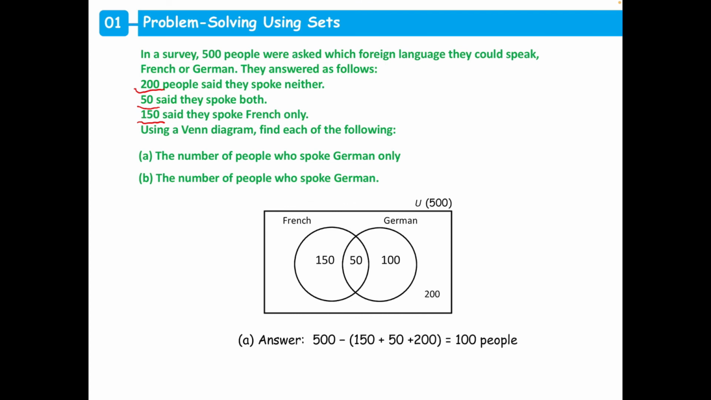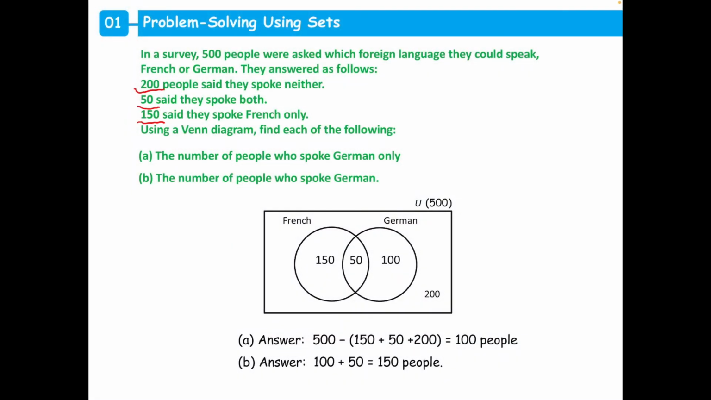In part B, we're asked for the number of people who spoke German. This is the number of people who spoke German only and the number of people who spoke both German and French. To find the number of people who spoke German, we add together our intersection to the number who spoke only German. This is 100 plus 50, which equals 150.